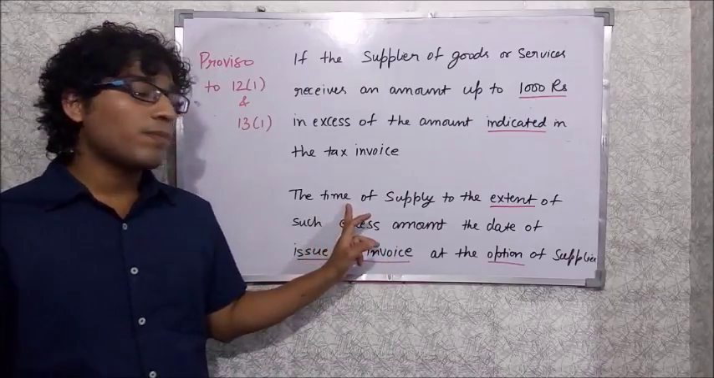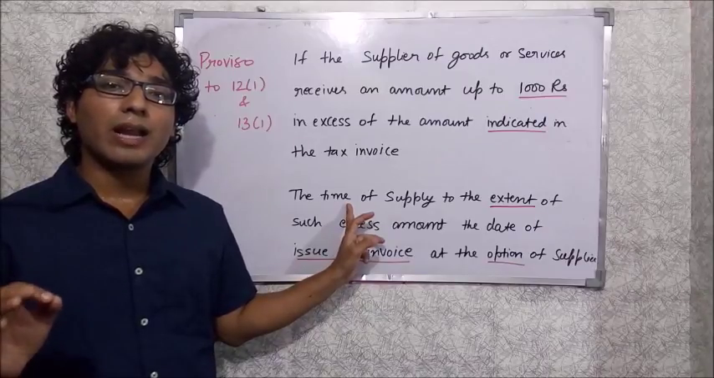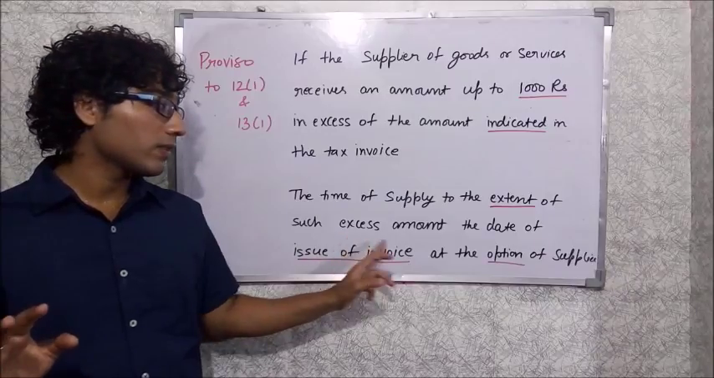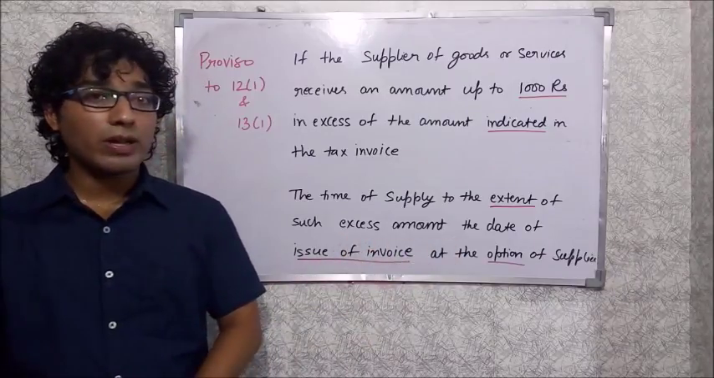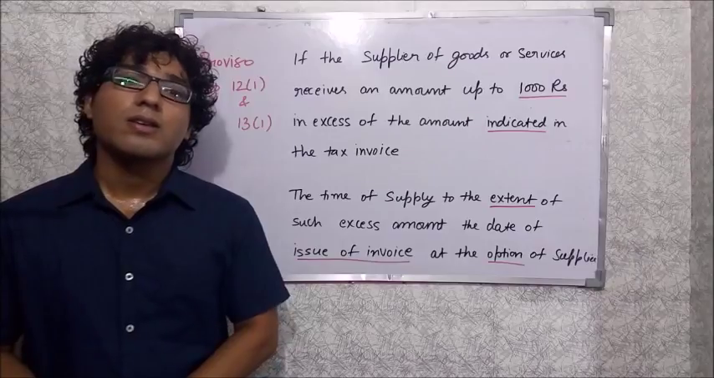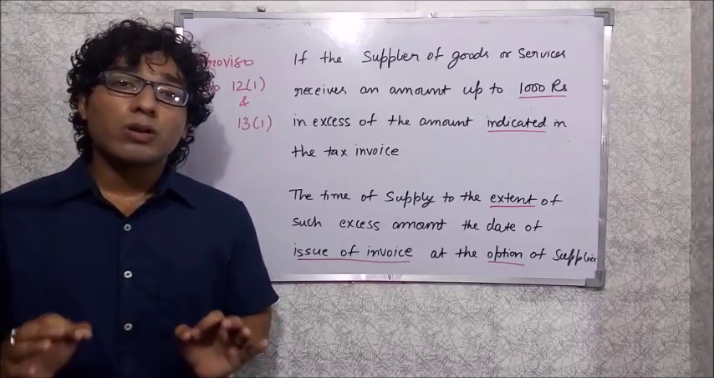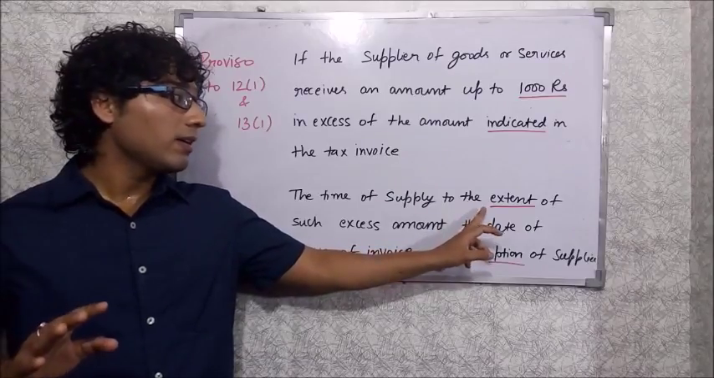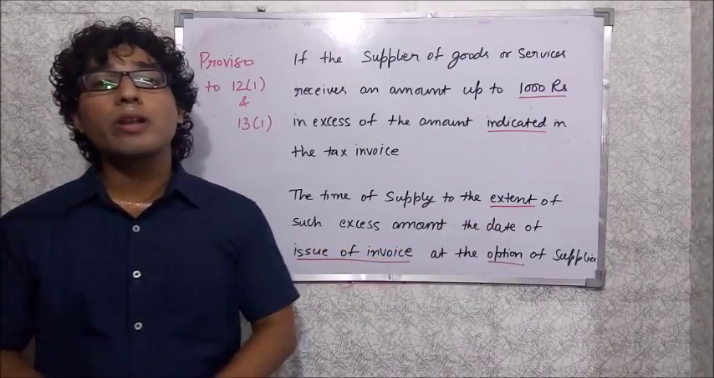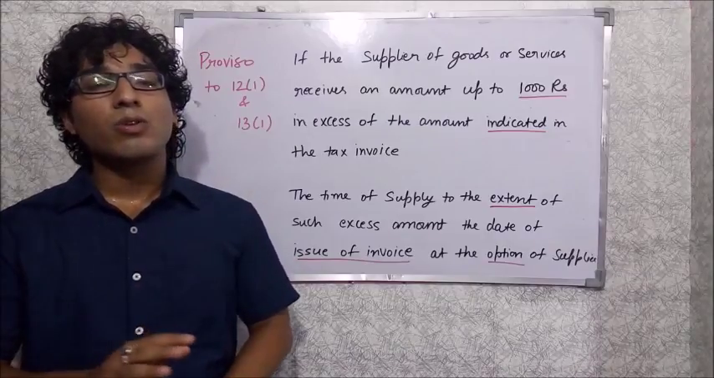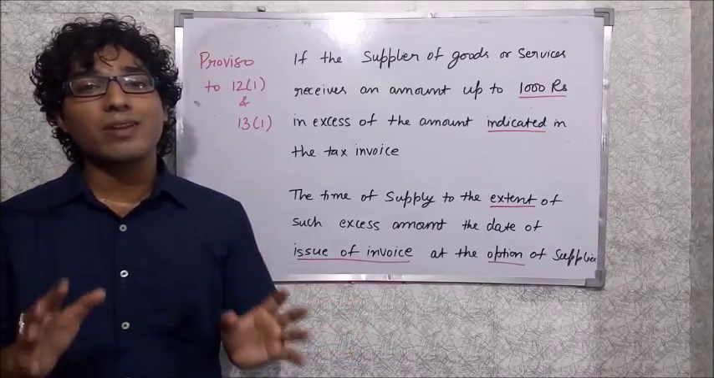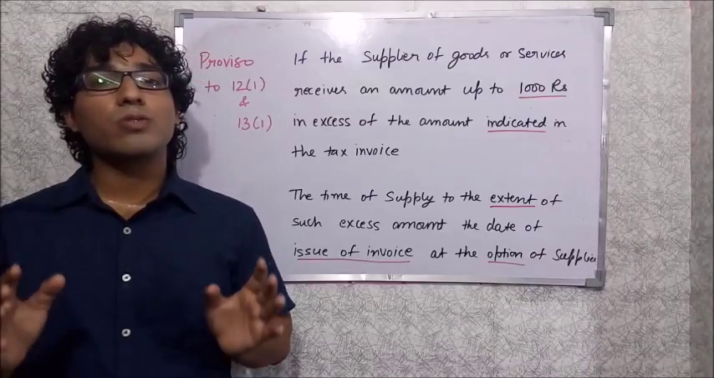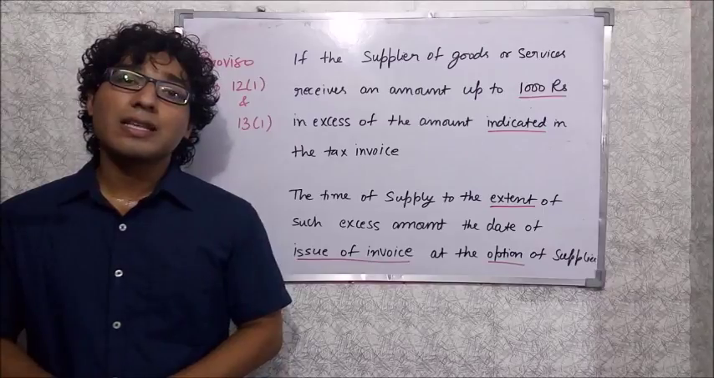And the time of supply of that particular advance will be, to the extent of such excess amount only, the date of issue of invoice, at the option of the supplier. So there is also a condition here. The time of supply of those advances will be, only to the extent of such advance, not the whole amount, the date of issue of invoice, but that is at the option of the supplier.